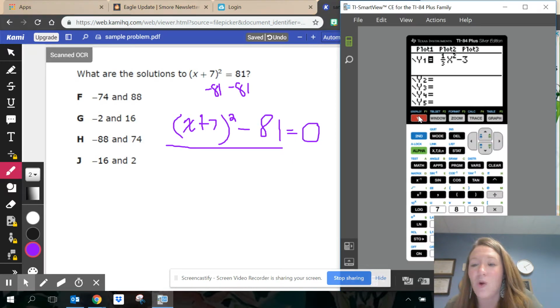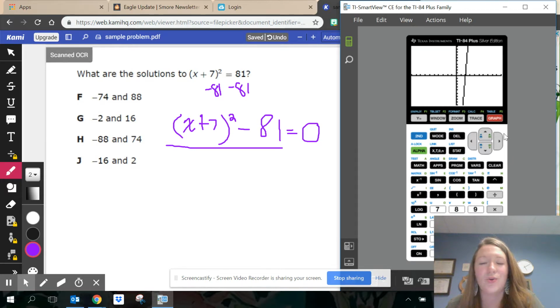So let's go back. Y equals, I'm going to clear this out and enter in this equation. (X + 7) squared. I hope your calculator looks like mine as you're following along and practicing these steps. And minus 81. Okay, I've entered this in. Let's graph it. Ooh, this graph is not as pretty, is it? I see one solution where it crosses my x-axis.